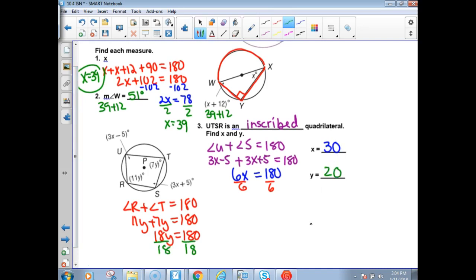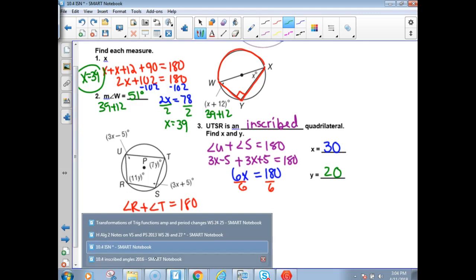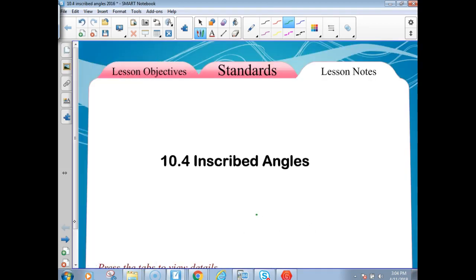Pardon me. I think that's it for the ISN, right? All right, so we're going to go to our packet now.